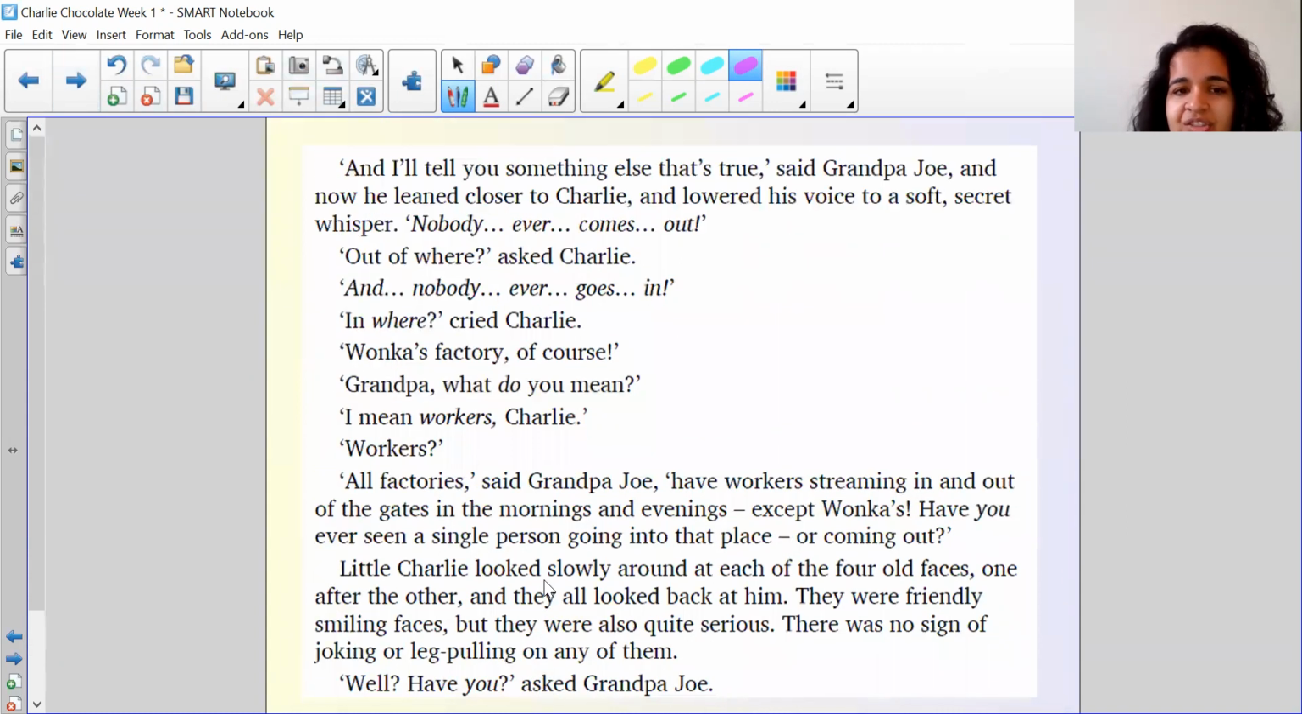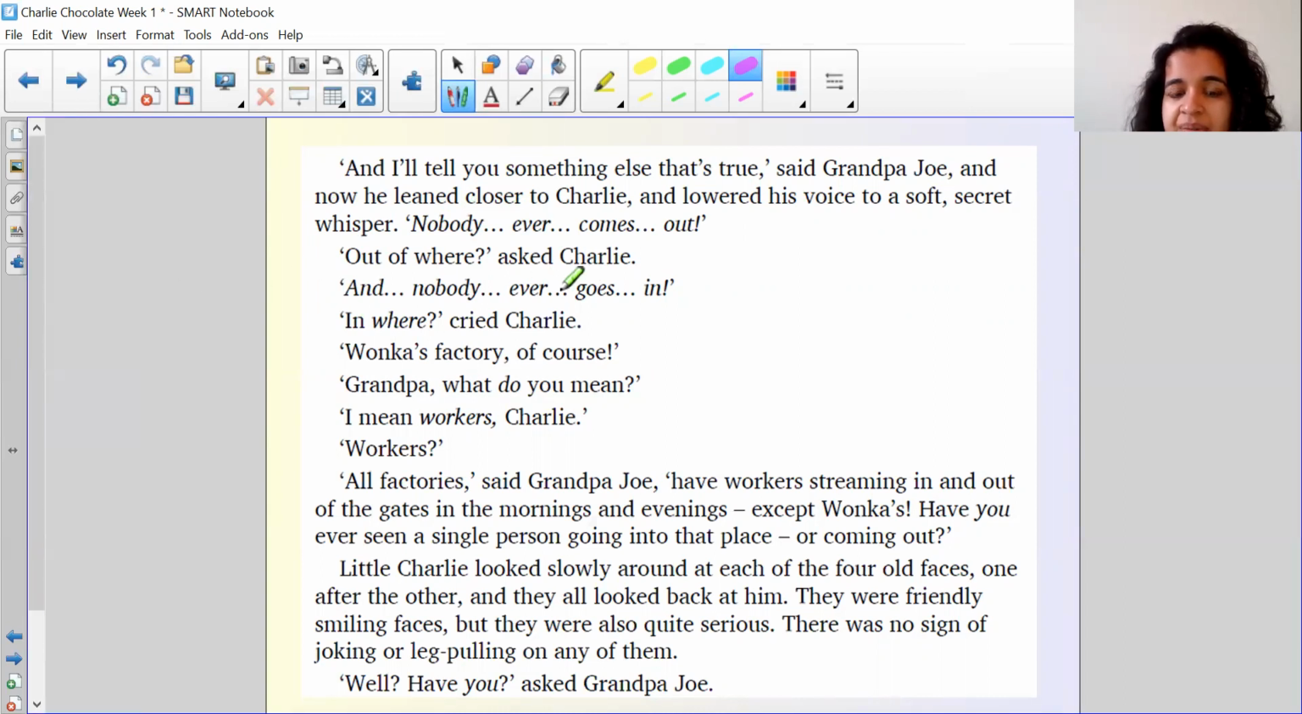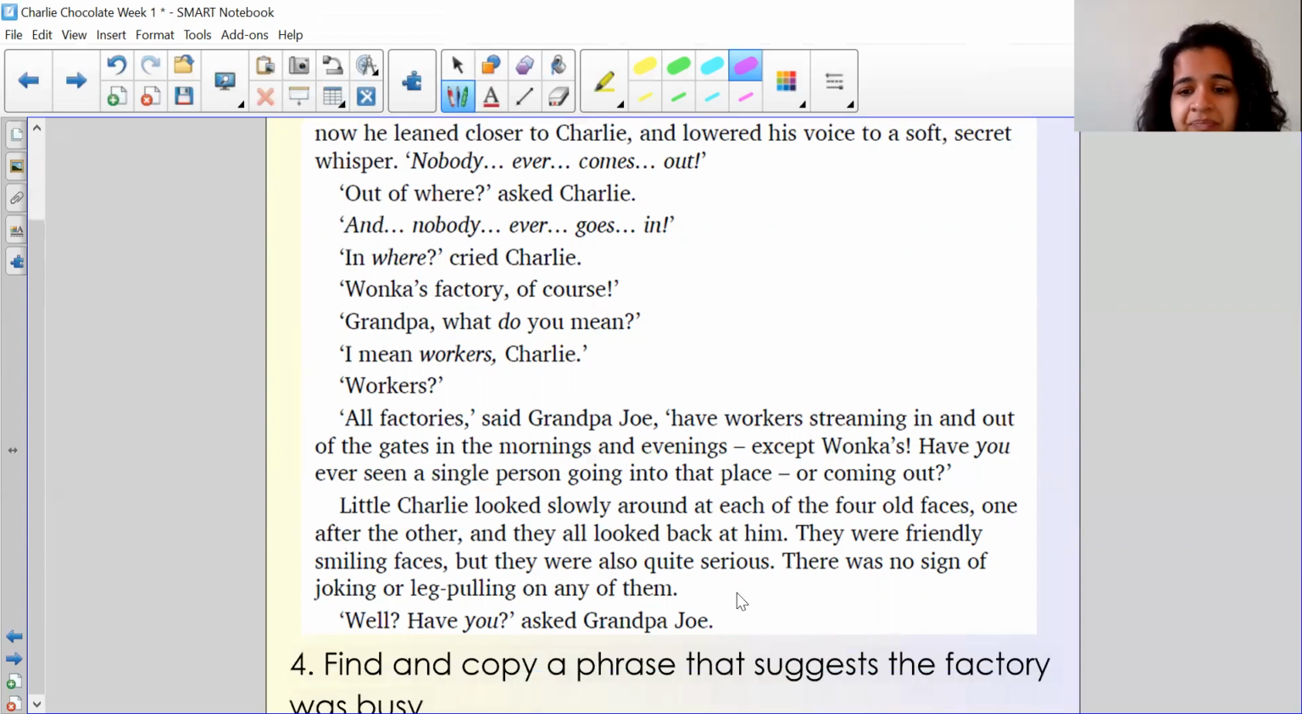Right, last page. And I'll tell you something else that's true, said Grandpa Joe. And now he leaned closer to Charlie and lowered his voice to a soft, secret whisper. Nobody ever comes out. Out of where? asked Charlie. And nobody ever goes in. In where? cried Charlie. Wonka's factory, of course. Grandpa, what do you mean? I mean workers, Charlie. Workers? All factories, said Grandpa Joe, have workers streaming in and out of the gates in the mornings and evenings, except Wonka's. Have you ever seen a single person going into that place or coming out?